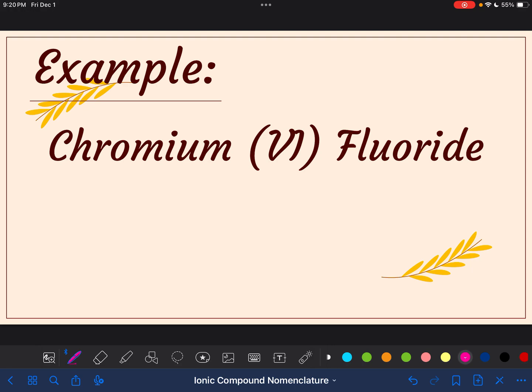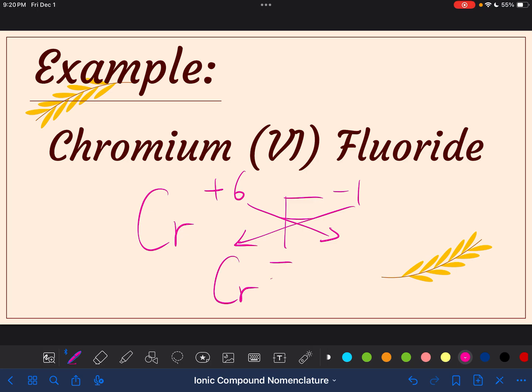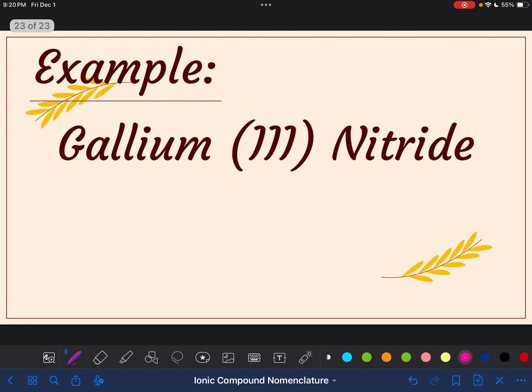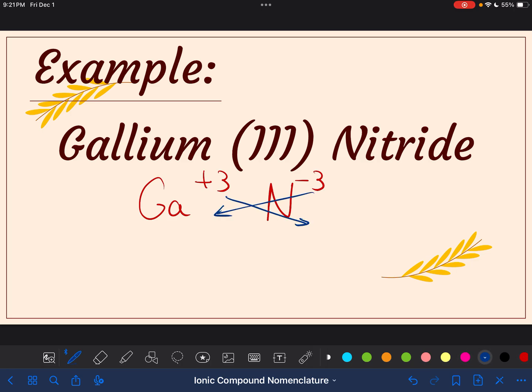Okay, well, chromium. Now this is a +6. VI is 6. Fluorine is -1. Crisscross applesauce. Get CrF6. There you go. Let's try another one. Gallium, +3 charge. Nitride, -3. Crisscross applesauce. Ga3N3. But remember, these can simplify. So we're going to divide 3 on both sides to get GaN.